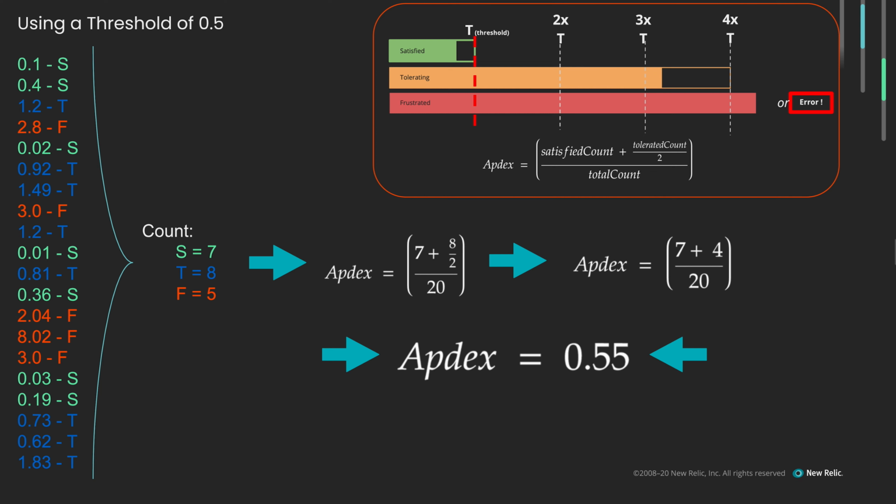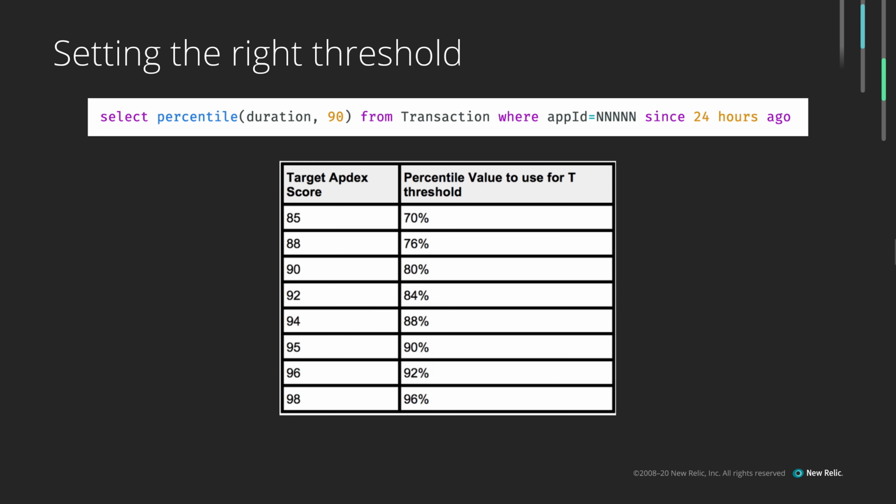So how do we figure out what the right threshold is? Obviously 0.55 is a pretty bad score for aptX, so 0.5 as a threshold is not ideal here. Well, we've done a lot of research in the past into how to calculate the right threshold, and there's a blog post that goes into great detail about why percentiles are a great way to target this. That blog post will be linked in the description below, but for now we're going to focus on this, and we're going to say we want a target score of 0.9 here. So we're going to focus on the 80th percentile of our transaction response times, and we can just plug that into an NRQL query.